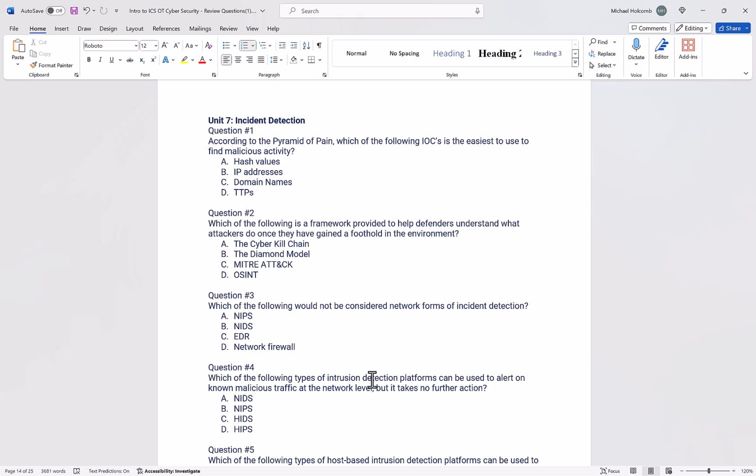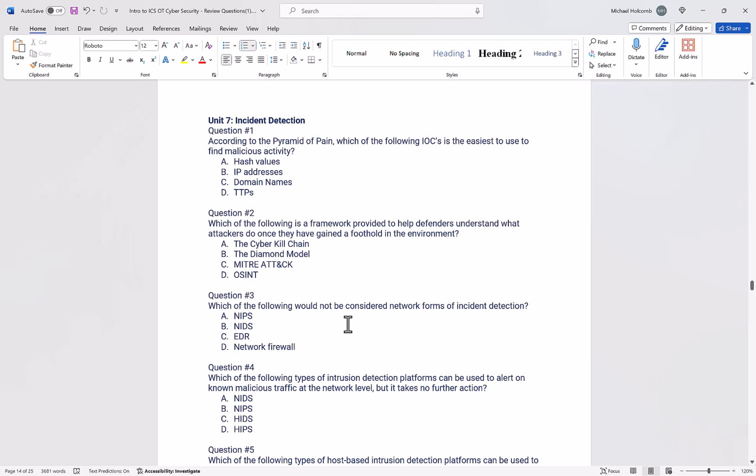But we want to see detection in OT environments, which I guess we'll talk about on the next question. A network firewall would be network-based. And then EDR, endpoint detection and response, that's installed locally on your systems like a Windows host. So that would not be a network-based form of incident detection. So EDR, that's host-based. So question 3, the answer is C, endpoint detection and response.